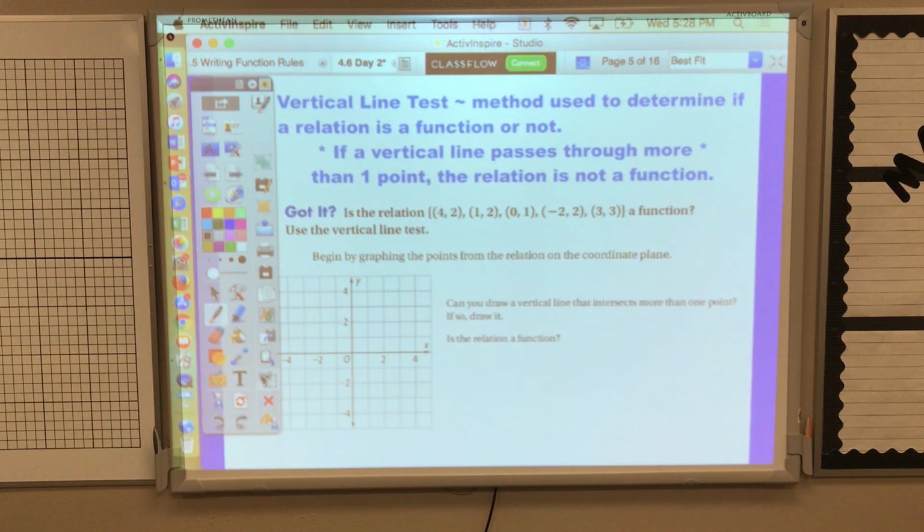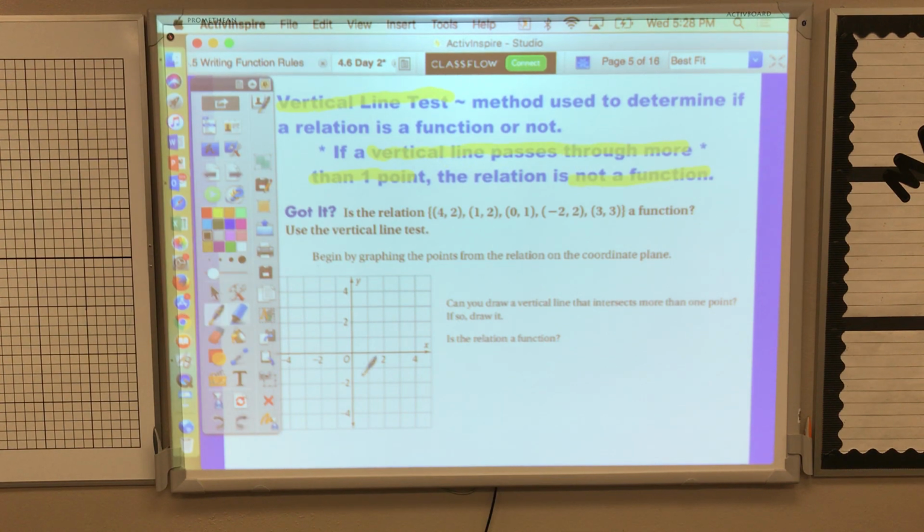The second way we can tell if a relation is a function is by using our vertical line test. We've talked about this in my class before. This is a second method to determine if a relation is a function or not. What we do is we graph the ordered pairs and then we look at the vertical lines. If the vertical line passes more than one point, then it's not a function.